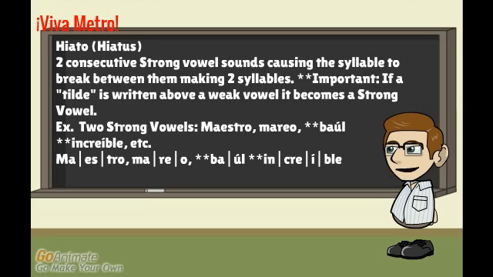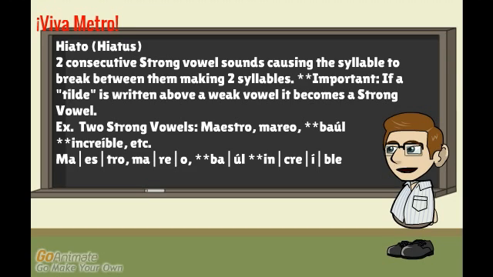So we spoke that when vowels are friends, they create only one syllable. But what happens if the vowels are not friends? If they are two strong vowels? This forms what in English is called hiatus, or in Spanish, hiato. This is a brief separation between the two vowels, causing two syllables. Two consecutive strong vowel sounds, causing the syllable to break between them, make two syllables. This is important. If a tilde is written over a weak vowel, it becomes a strong vowel.